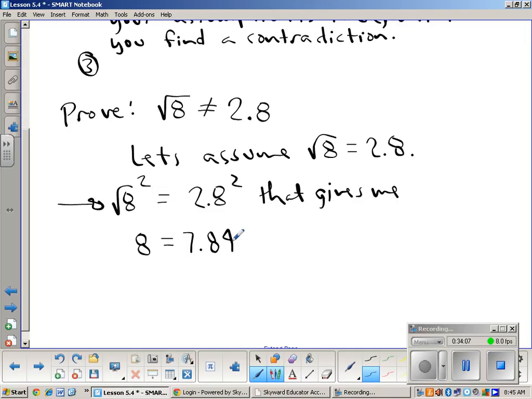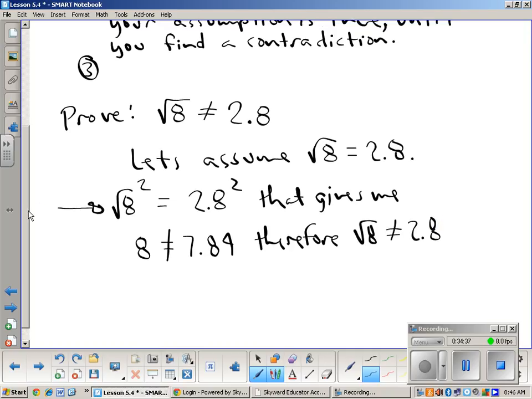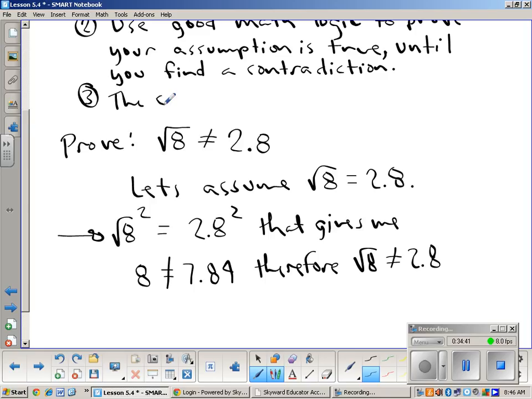I mean, this statement clearly says equal, not close, right? It's not horseshoes or hand grenades. It is equal, okay? So we'd say that's not equal. 8 is not equal to 7.84. Therefore, square root of 8 does not equal 2.8. Okay? And that leads us to our last statement that says, then conclude that the assumption is false.